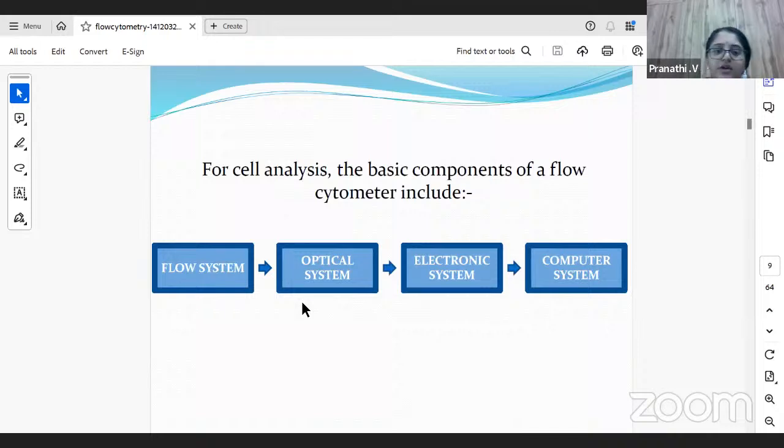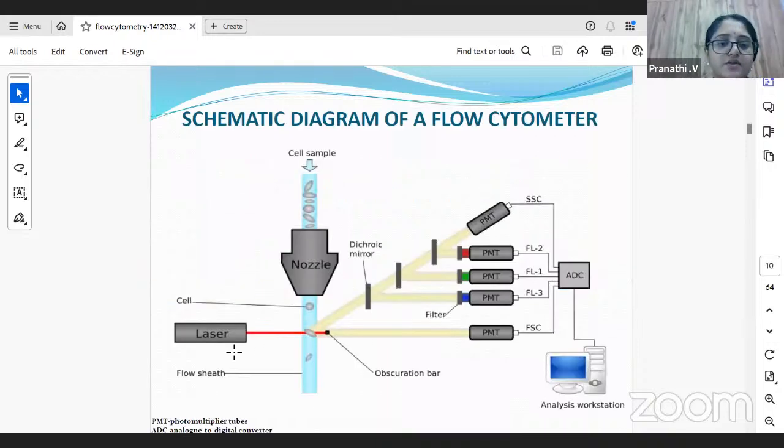For cell analysis, what are you going to see? That is your flow system, optical system, electronics, and then computer. And then you can save the images also.